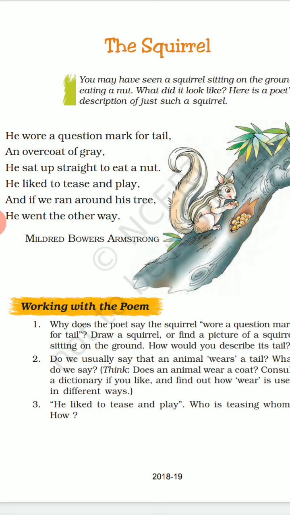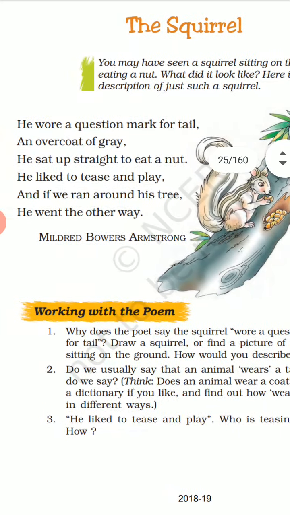to eat a nut. So first, the poet talks about the tail. Second, about its body, that is its overcoat. And now the third one is the activity. The poet talks about its gesture, its posture, how the squirrel eats the nuts. So the squirrel sits up straight to eat a nut.